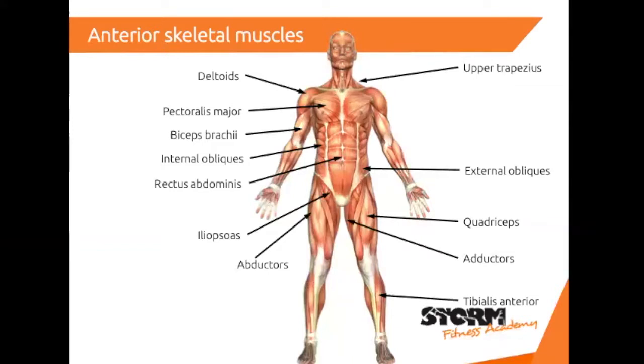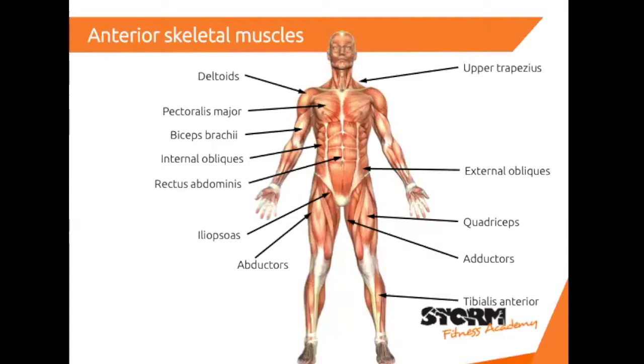You've got your internal and your external obliques, and they are part of your torso, and they actually rotate the torso. So if you're doing any sort of abdominal work that involves rotation of your torso, that's working those muscles. Your rectus abdominis is your abs, and that obviously flexes your spine.